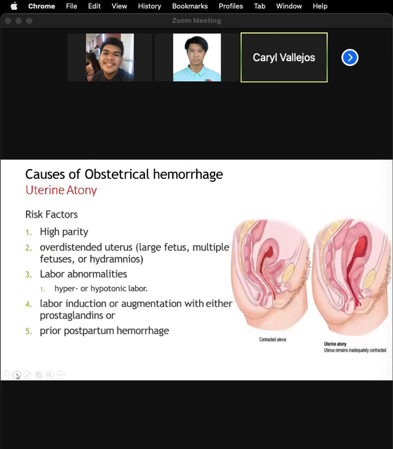So what are the risk factors for uterine atony? High parity, an over-distended uterus, that is a macrosomic or large fetus, multiple pregnancy, or hydramnios. Labor abnormalities, if the patient encountered hypertonic or hypotonic labor. Labor induction or augmentation with either prostaglandins, or oxytocin given over a prolonged period of time. And if the patient has a prior postpartum hemorrhage history.